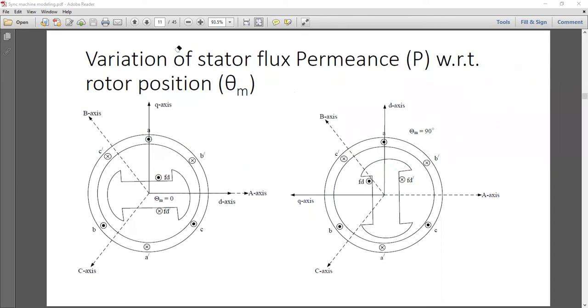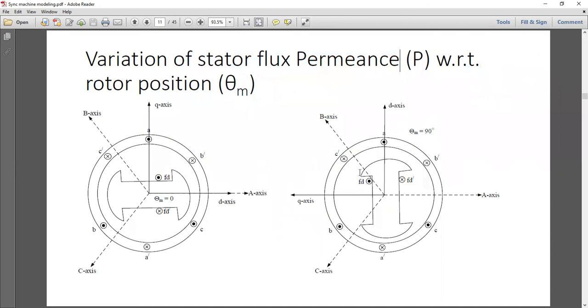Now we will look into a small concept of the stator flux permeance. We will represent that by a capital P, and that permeance is observed with respect to the rotor position. And remember, rotor position, we call it theta m. To understand the nature of the stator flux permeance, or the variation of stator flux permeance as a function of theta m, let's look at these two figures closely.